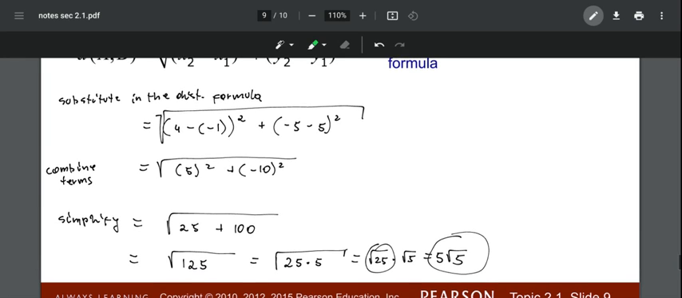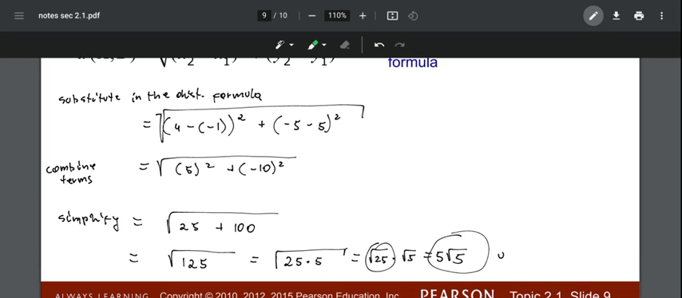And now we want to simplify this radical. So 125 we can rewrite as 25 times 5. So this is the same as the square root of 25 times the square root of 5. And the square root of 25 is 5. So we're getting 5 square roots of 5. Okay. So this is the distance between points A and B: 5 square roots of 5 units.